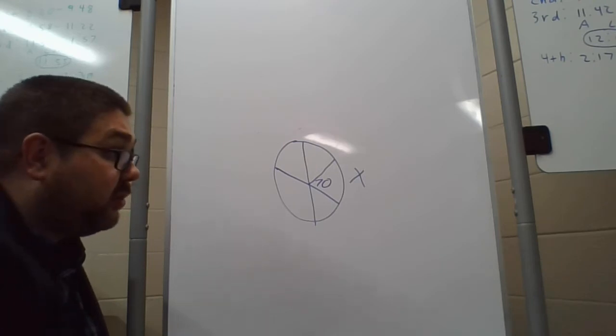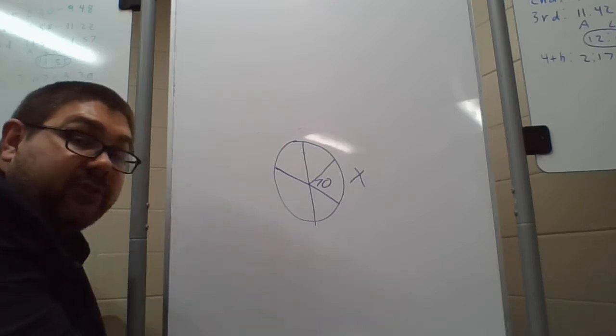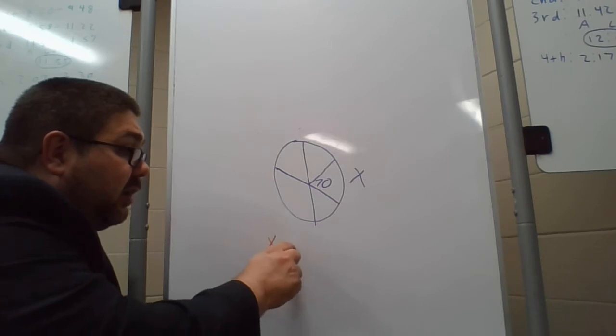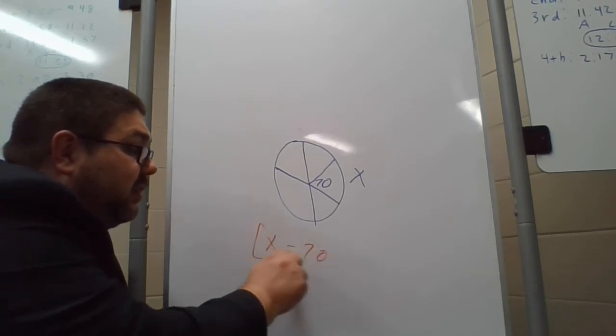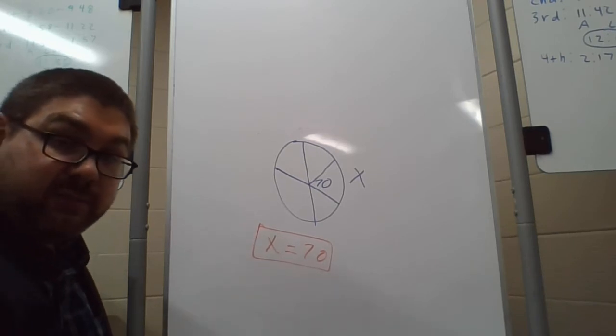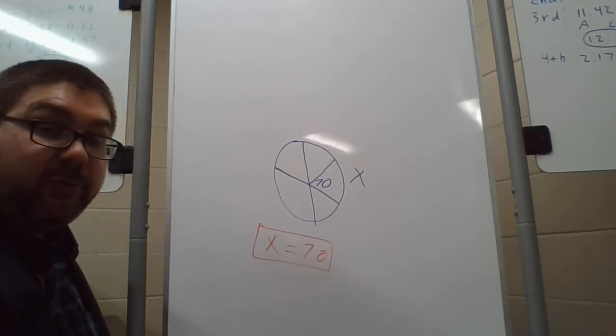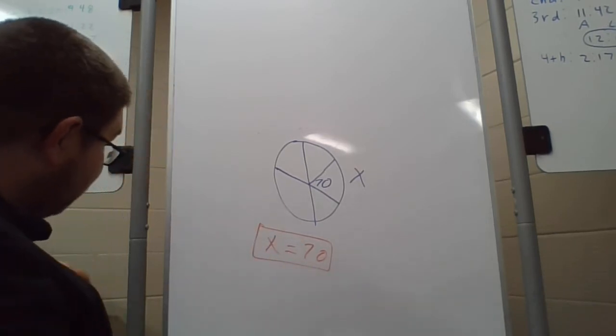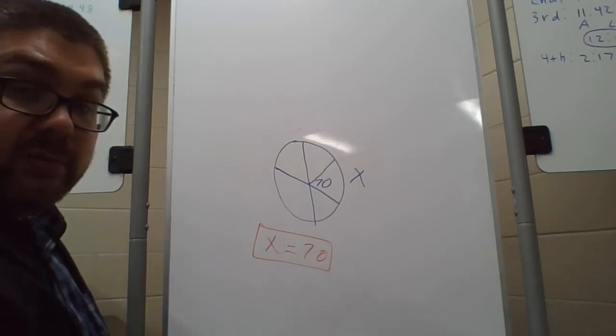Well, of course, angle equals arc, x equals 70, easy, easy, easy. It better be easy. There's only one number. As long as you know the rule, this one, not bad.